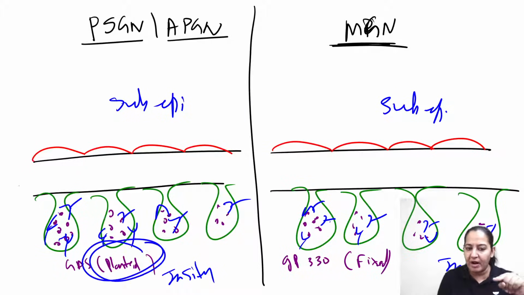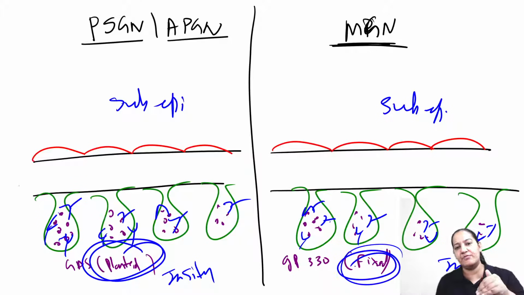Here the antigen is planted, which is a bacteria. Here the antigen is fixed, which is the integral component of the podocyte. Till now, if you got it, give me a thumbs up.